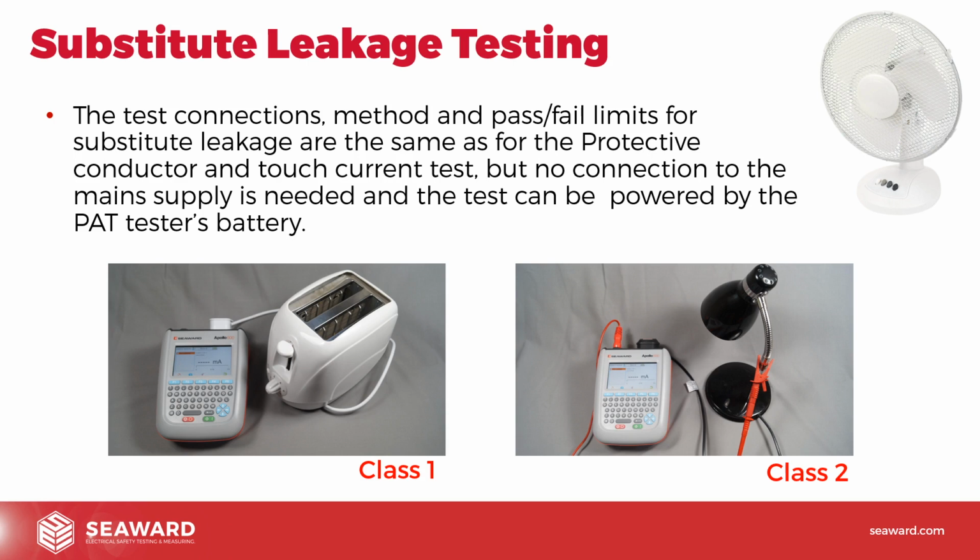So if you haven't got access to the mains, or you don't want to get access to the mains, this is a good option for leakage testing, but it's a battery powered leakage test as opposed to actually powering it from the mains. So again, everything else is the same. The test connections, putting the test probe on for Class 2 equipment, or just using the plug for Class 1, and obviously carrying out the tests exactly the same as we would do with the other leakage tests. Same pass-fail limits, but this just gives us this battery-powered option.